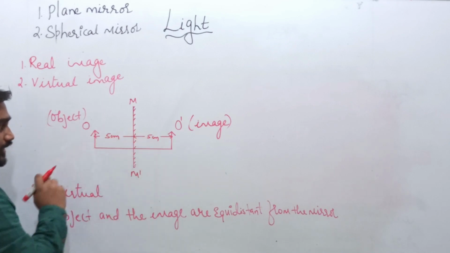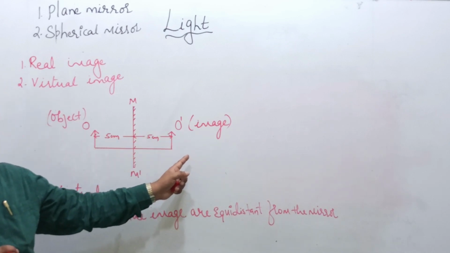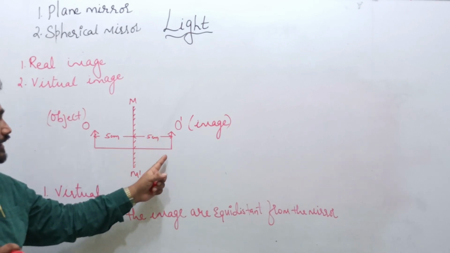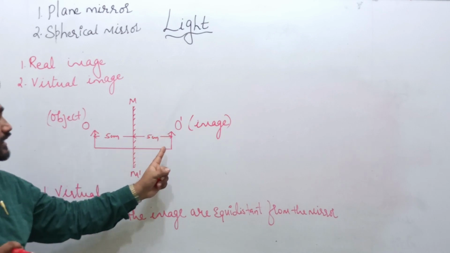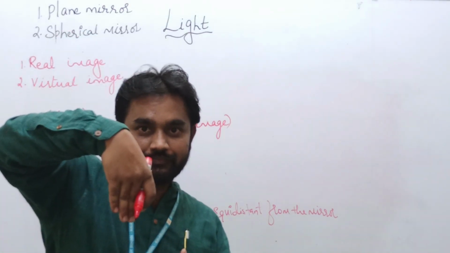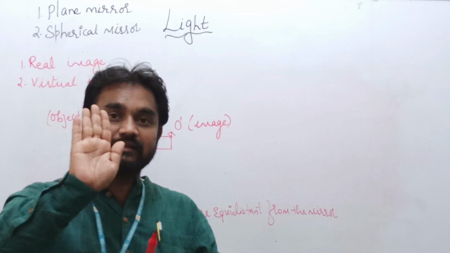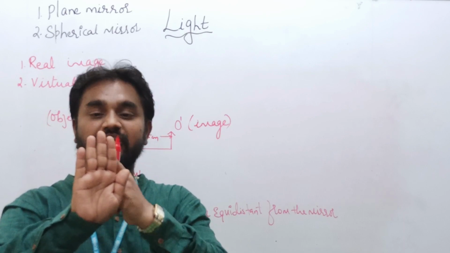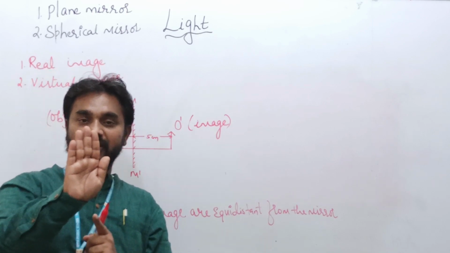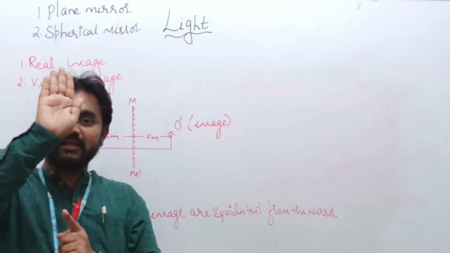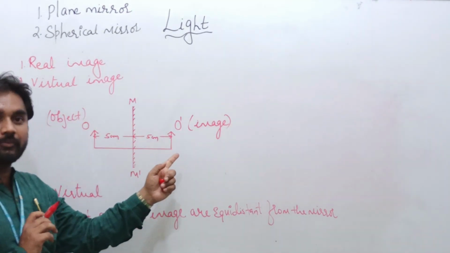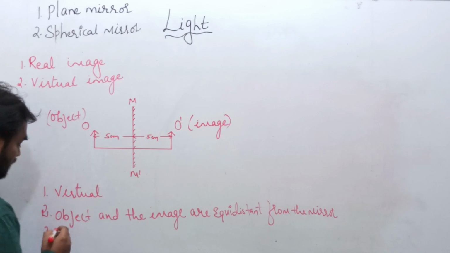Here it is a virtual image, as the image is formed behind the mirror. All virtual images are erect, or side up. If I stand in front of a plane mirror, I will not be upside down, right? If I show my hand like this, my fingers will be pointing upwards in the mirror image also. That means erect. So the image obtained is erect.